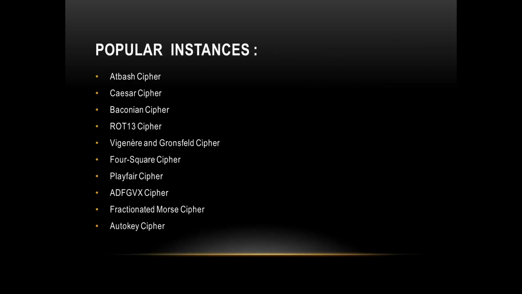And in today's video, we're going to talk about some of the popular examples of the ciphers which were used classically. The first one is ATBASH cipher, and then there comes Caesar cipher, BACONIAN cipher, ROT13 cipher, VIGENÈRE and GRONSFELD cipher, Foursquare cipher, PLAYFAIR cipher, ADFGVX cipher, Fractionated MORSE cipher, and AUTOKEY cipher. So let's see what these ciphers are. We are going to have a very brief discussion on this type of ciphers.